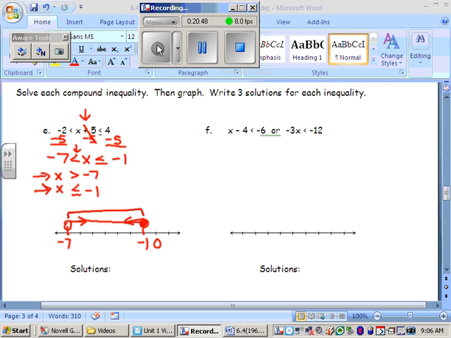So when you identify three solutions, you could choose negative 6, maybe even negative 3, and you could also choose negative 1 because negative 1 is included as a possible solution.